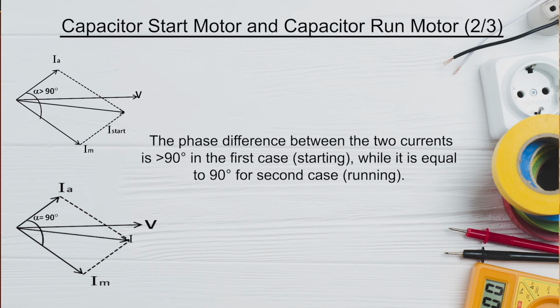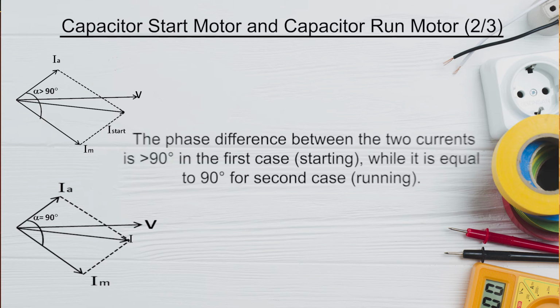So, the phase difference between the two currents is greater than 90 degrees in the first case when the motor is starting, while it is equal to 90 degrees in the second case when it is running. It can be easily shown by the phasor diagrams that the first phasor diagram shows the phase difference greater than 90 degrees and the second phasor diagram shows it is equal to 90 degrees.